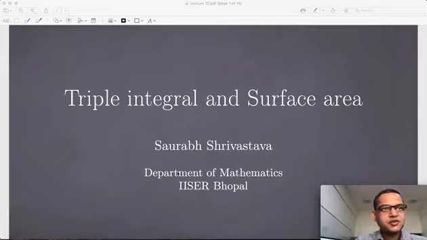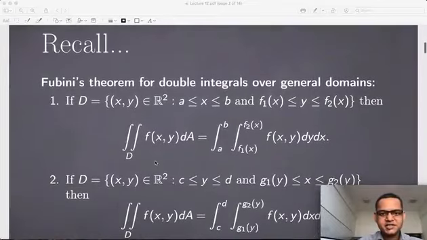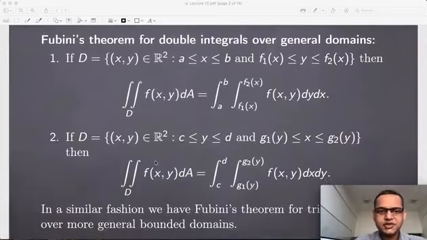We saw how to compute double integrals and triple integrals over regions which were rectangles for double integrals and box type regions for triple integrals, correct? And then we also saw that the region can be taken more general, which is written over here, and we had this theorem which allows us to compute double integrals over regions of this type, correct?